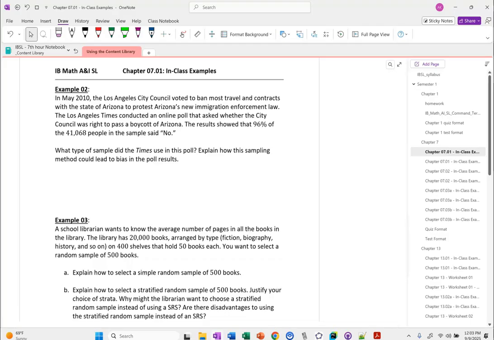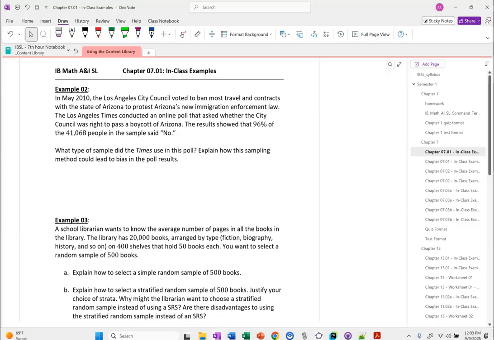Right, here's a scenario. In May of 2010, the Los Angeles City Council voted to ban most travel and contracts with the state of Arizona to protest Arizona's new immigration enforcement law. The Los Angeles Times conducted an online poll that asked whether the city council was right to pass a boycott of Arizona. The results show that 96% of the 41,000 plus people in the sample said no. First question, what type of sample did the Times use in this poll?